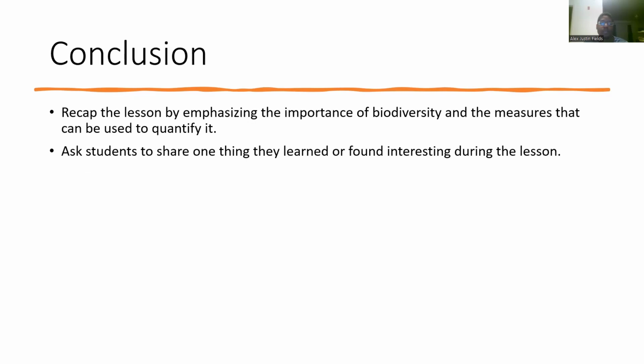So in conclusion, we're going to then recap the lesson and go over the importance of biodiversity one more time and the measures that are used to quantify it. By now, the students should all have a very good idea of how we measure biodiversity and why it's important. And I'll go around the room at the very end and ask the students to share one thing they learned or found interesting during the lesson. Hopefully they all found a more profound interest in biodiversity and the biological sciences.